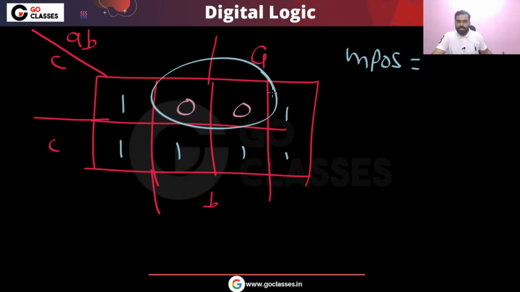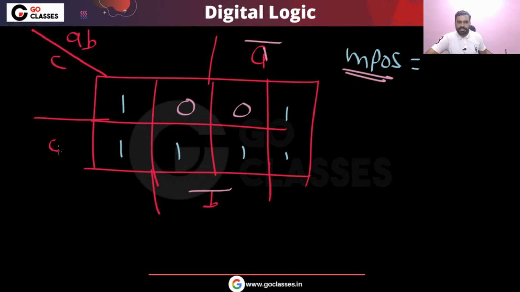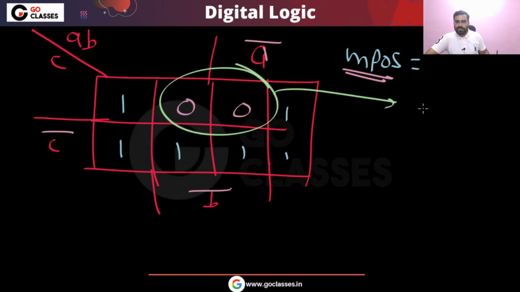will be only this one. This will be the minimum POS. So your minimum POS will be actually in the area of C, or this is okay, because if you find the minimum POS, so let me find it. If you find minimum POS, then this is the area of A bar, this is the area of B bar, this is the area of C bar. And if you find minimum POS, then this will happen.